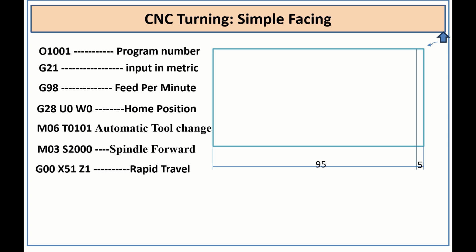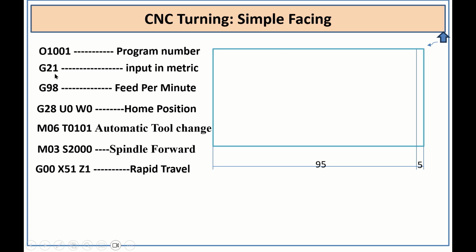Let us consider a workpiece dimensions of 100 mm length and 50 mm diameter. Now in order to do simple facing operation, we need to give program of instructions to the CNC machine so that it will perform the operations. Now here I am taking O1001 as the program number. O indicates program number. I have given 1001 as the program number.